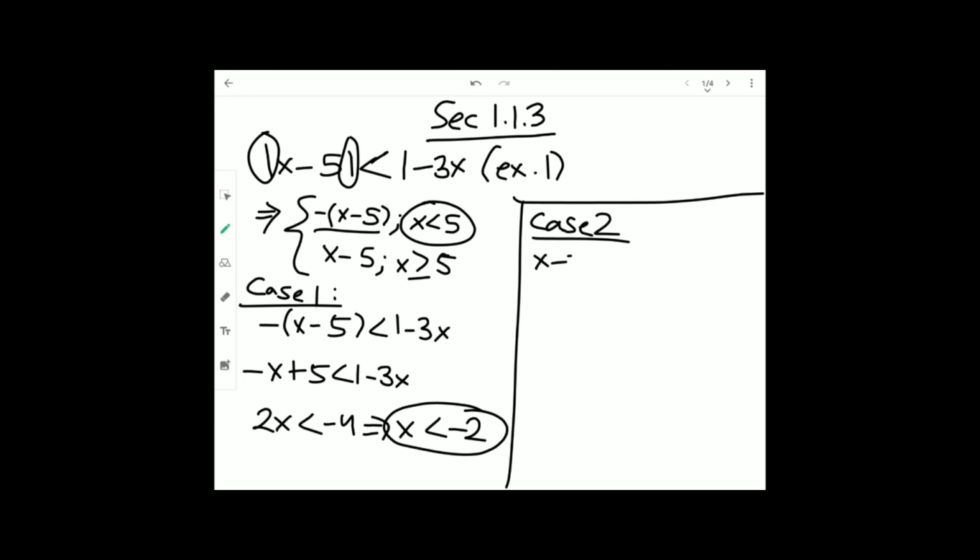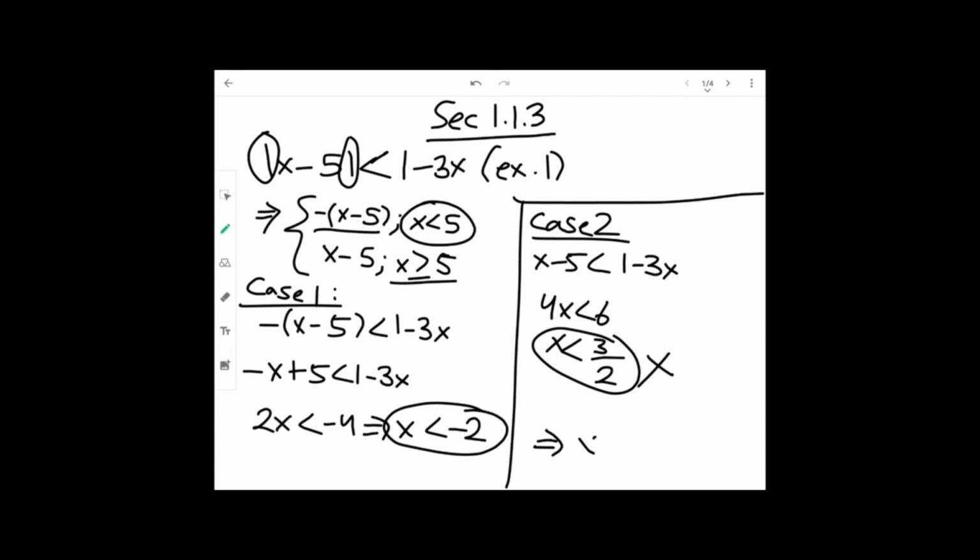Now let's move on to the second case, case 2. Again, x minus 5 less than 1 minus 3x. You get minus 3x here. 4x less than 6. x is less than 3 over 2. But now since we have that x is greater than or equal to 5 and x is less than 3 over 2, they don't make sense. So this does not work. So the final answer is x has to be less than minus 2.